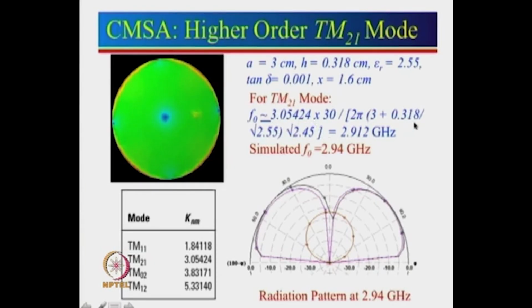Again the rest of the things are similar. I have taken epsilon effective as 2.45. So if you use this very simple formula, we get a frequency of 2.912, whereas what we simulated is 2.94. So you can see that the error is about 28 megahertz, which is less than 1%. So again this simple formula is pretty good, and in this particular case we actually get a conical pattern. For the TM11 mode we were getting a broadside pattern, but now it is a conical pattern.